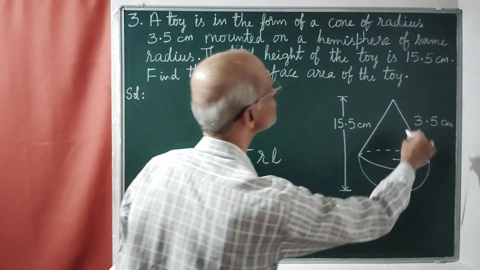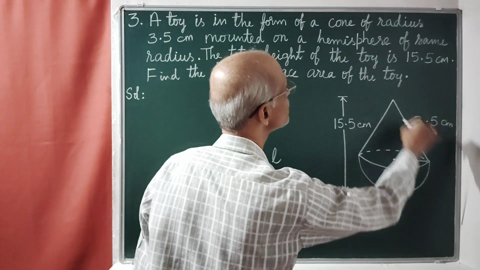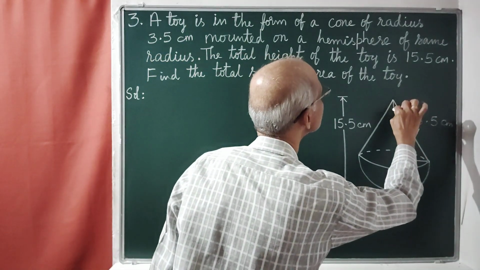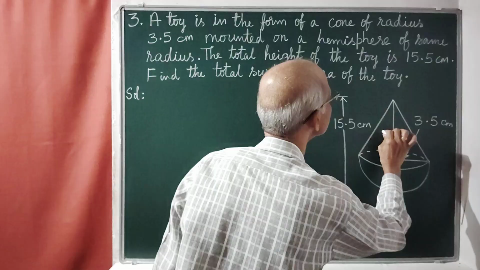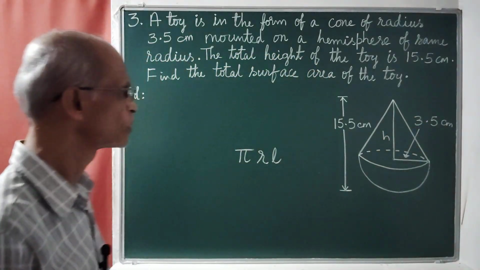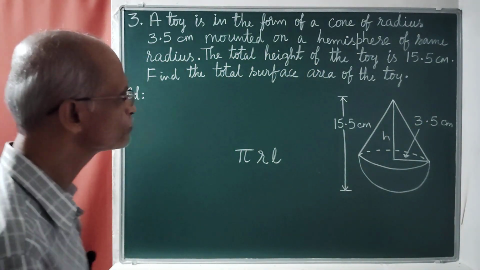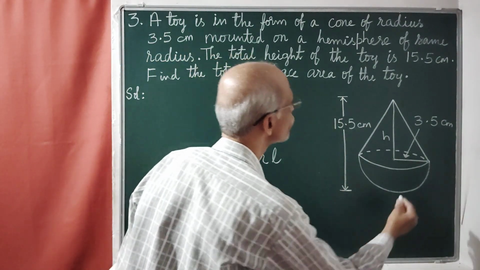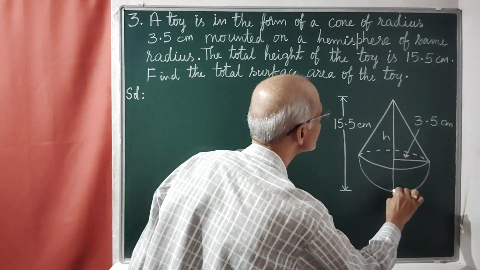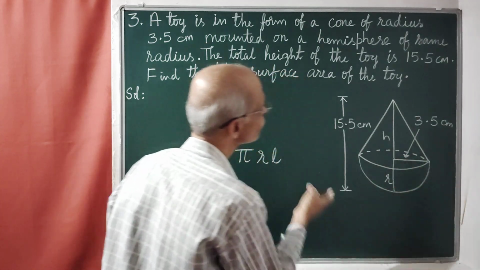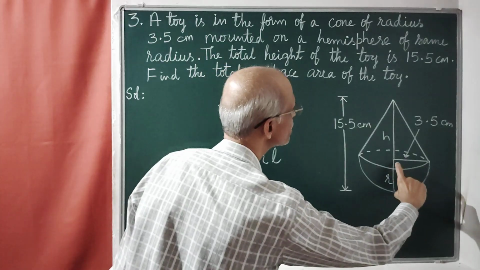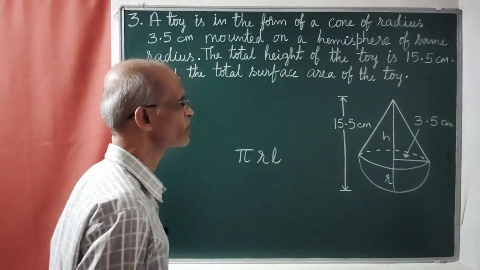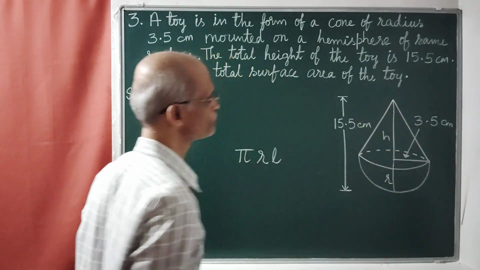To find L, the slant height, we require the height of the cone. H we require. So to find the H, what we have to do? From the total height of the toy, we have to reduce the radius of the hemisphere. This is the radius of the hemisphere. Then we will get the height of the cone.